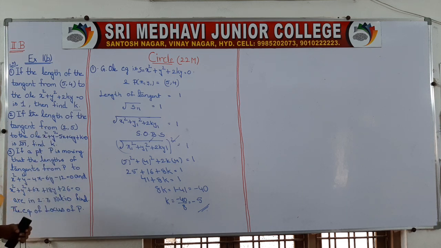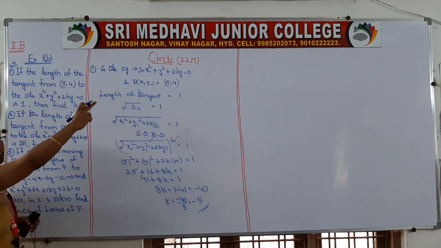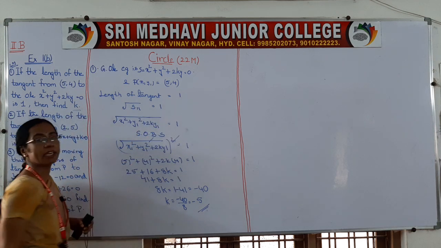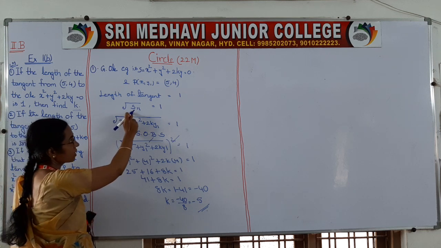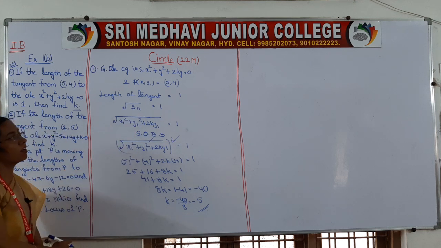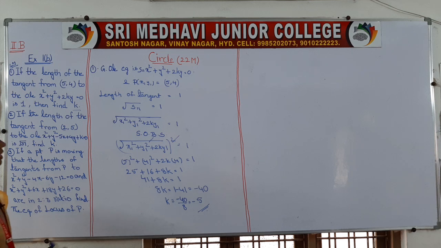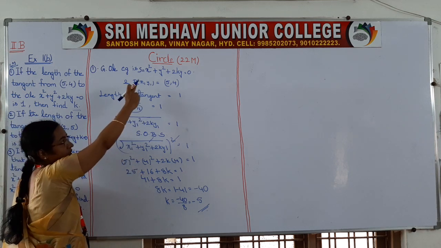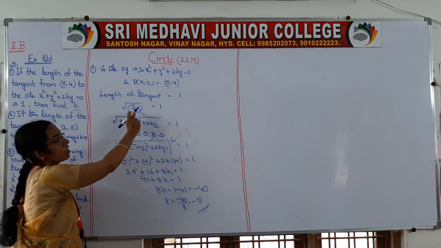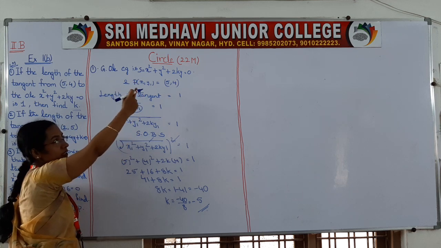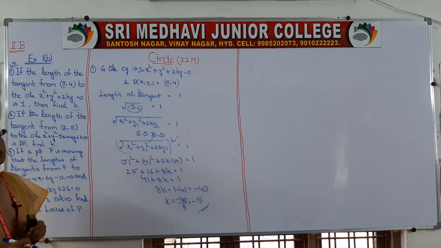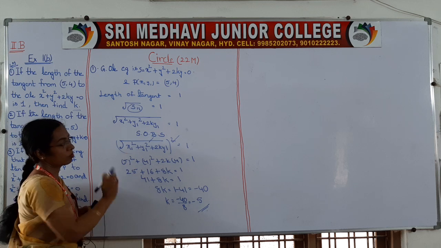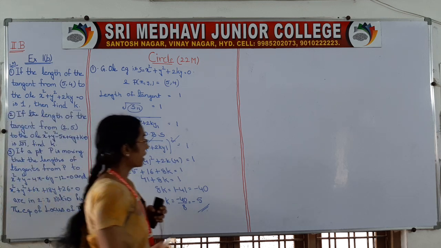So very simple. One circle equation is given to you, a point is given to you, and the length of the tangent is equal to 1. The length of the tangent formula is root of S11. How will we get S11? If we substitute x1 in place of x and y1 in place of y in S, we will get S11. S means the circle equation. Always the circle equation is represented by S. Then squaring and substituting, you will get your k value.